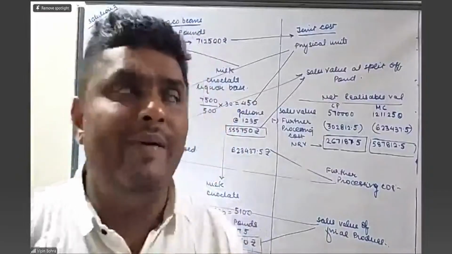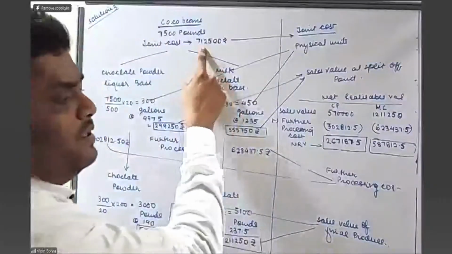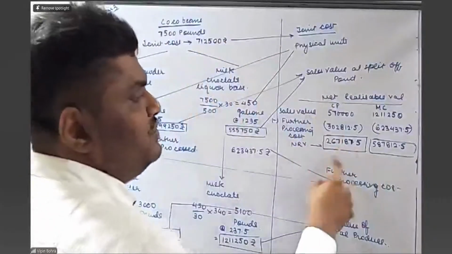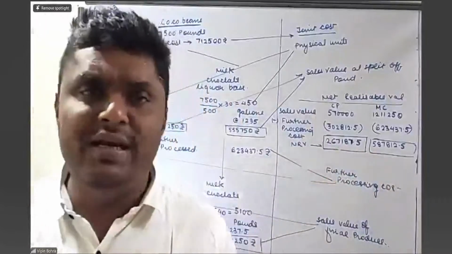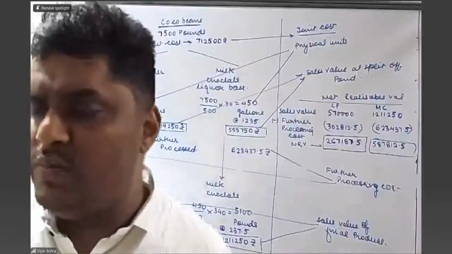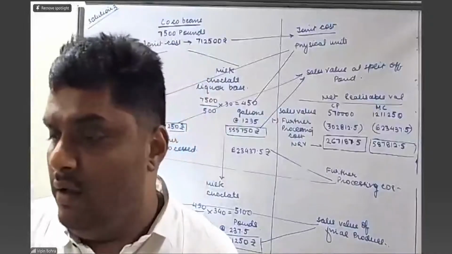Estimated net realizable value: herein 7,12,500 will be distributed in the ratio of net realizable value. And for the constant gross margin, we have to calculate the gross profit and gross margin. That's it.